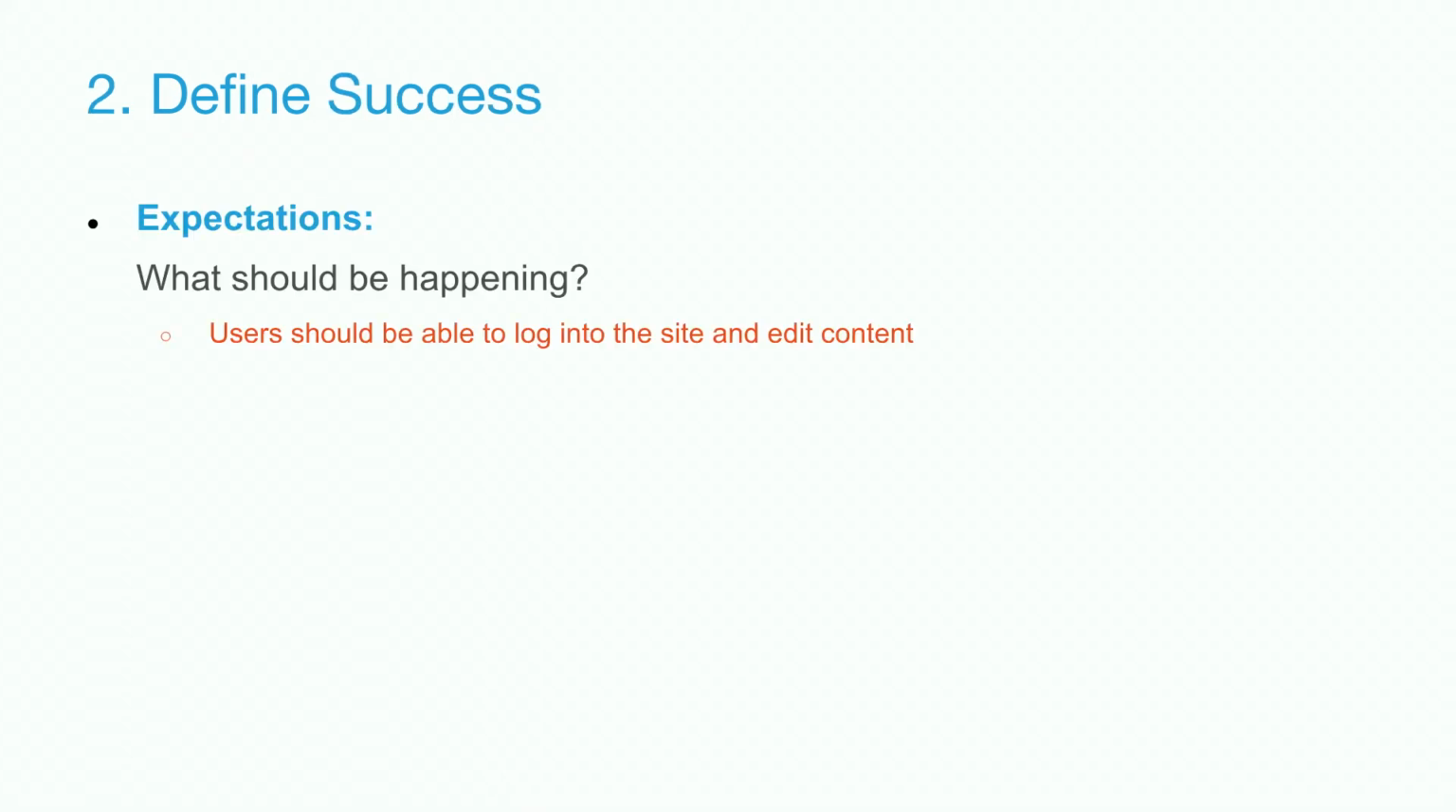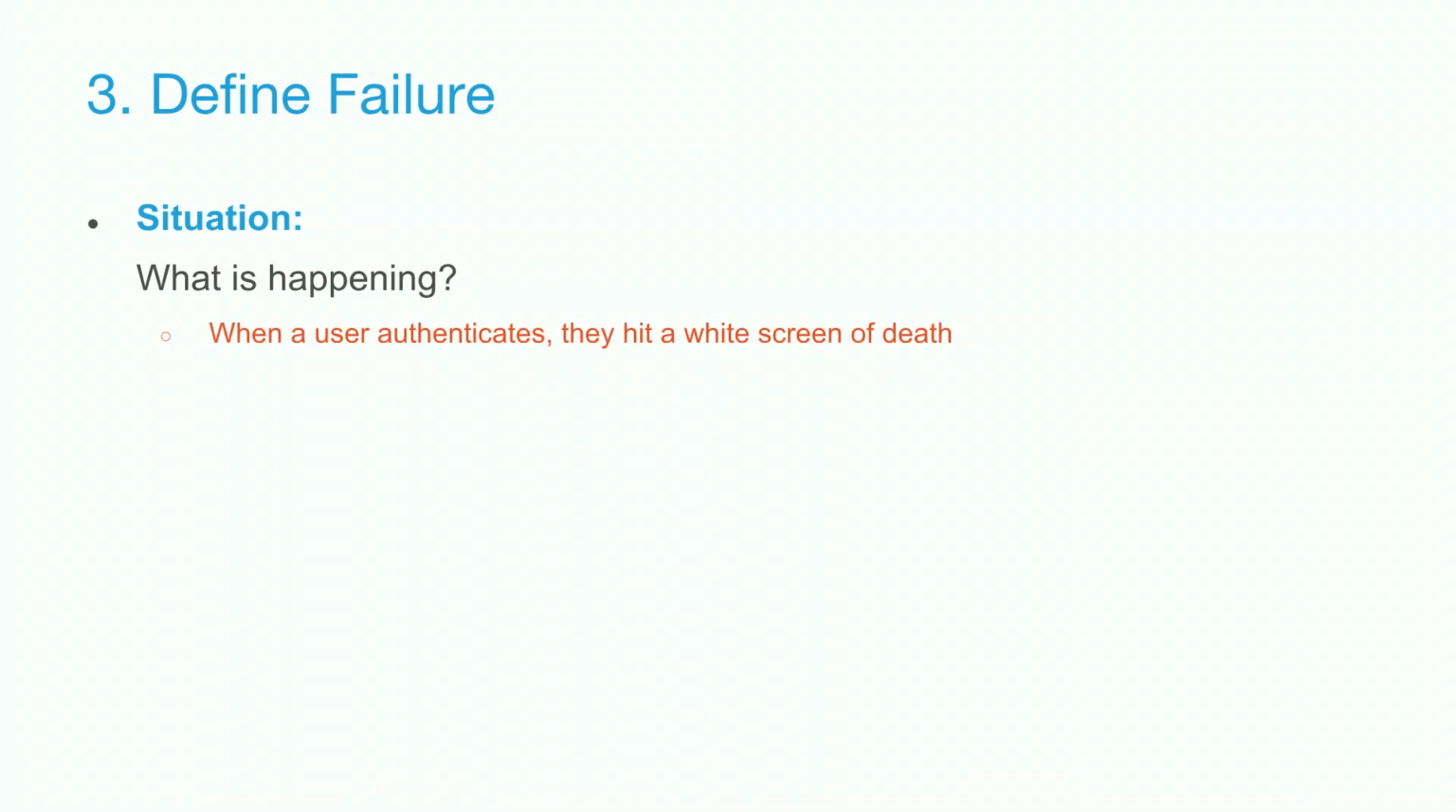Right, so now we go into defining success, and in this case, it's pretty straightforward. What should be happening? Users should be able to log into the site and edit content. Again, fairly straightforward, but it's important to get it written down somewhere, and make sure we're constantly referring to that. And after that, we define what went wrong. So we've defined success as I can log in, I can edit my content. I see a white screen instead.